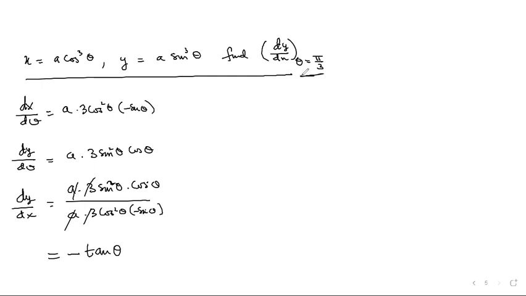Now we want dy by dx when theta is pi by 3. That is minus tan pi by 3. That is minus root 3. Is it fine? Everybody, how many of you gave the answer? Yes, Clevin has given the answer. Kashish has given, Varanita has given. How did you get it, Kevin?